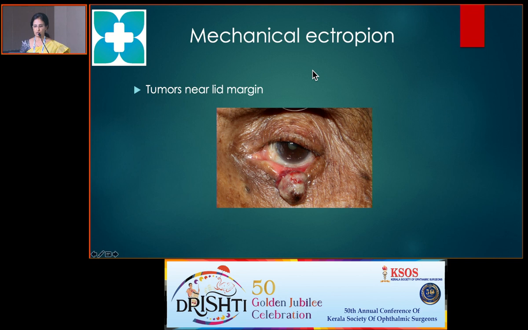Finally, mechanical ectropion. This is caused by a mass near the lid margin. The treatment is removal of the causative agent, that is the mass, and you have to reconstruct the lid by appropriate methods depending upon the pathology.